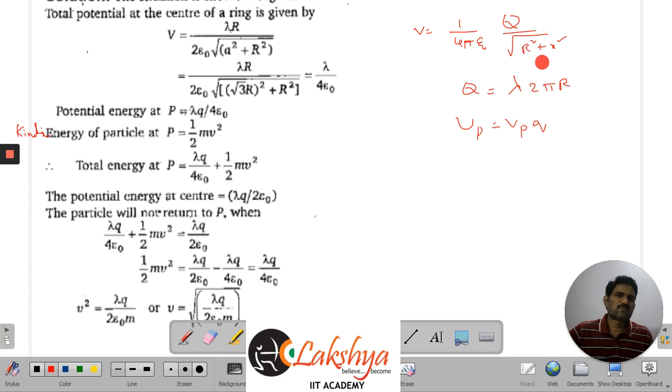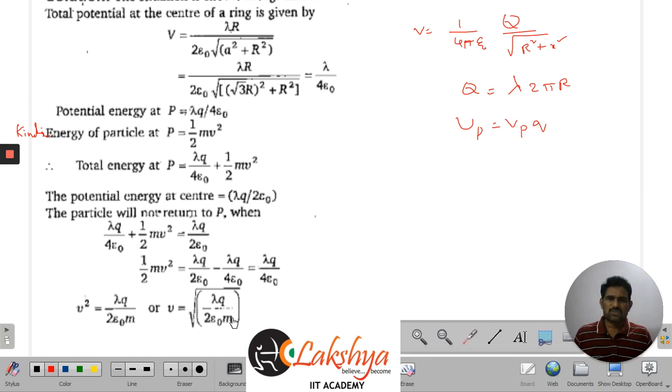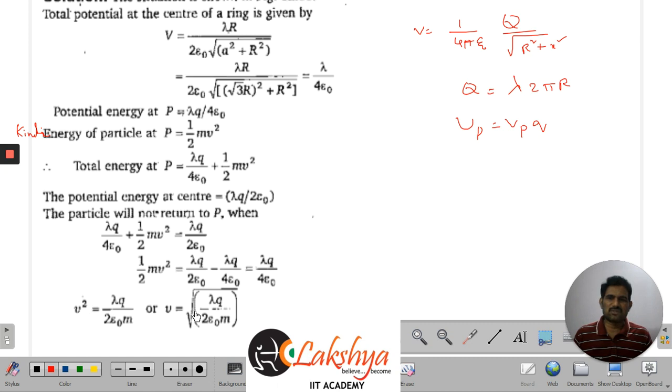Then 1 by 4 pi epsilon naught q by r you will get. And again the same simplification here: q means lambda into 2 pi r we need to write. Then lambda by 2 epsilon naught you will get as the potential at the center, in terms of lambda into this q. By simplifying this equation, we can write the expression for the velocity: v is equal to under root of lambda q by 2 epsilon naught into m. That is the minimum velocity required there.